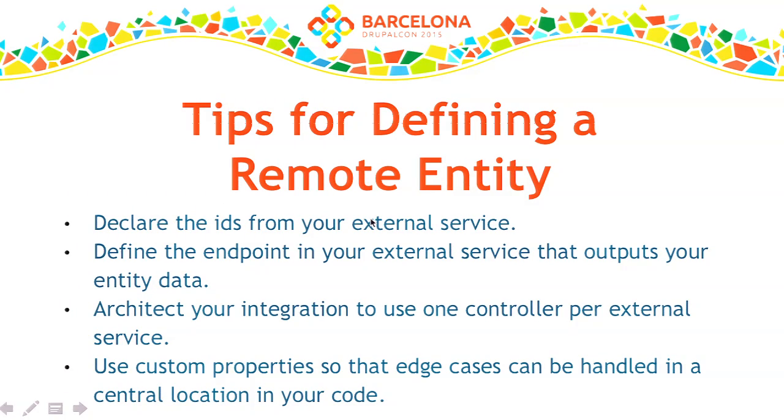So some tips for defining a remote entity. You're going to declare the IDs from your external service here. And you're going to define the endpoint that points to your entity data, the specific objects that you're working with. Also, it's really important, if you can, to architect your solution to use one controller for your entire external service. Because let's be honest, it doesn't matter how many endpoints a REST API has, it's probably going to perform its put and post and get operations the exact same way across all of them. Finally, you can use custom properties so that edge cases can be handled in a centralized way.